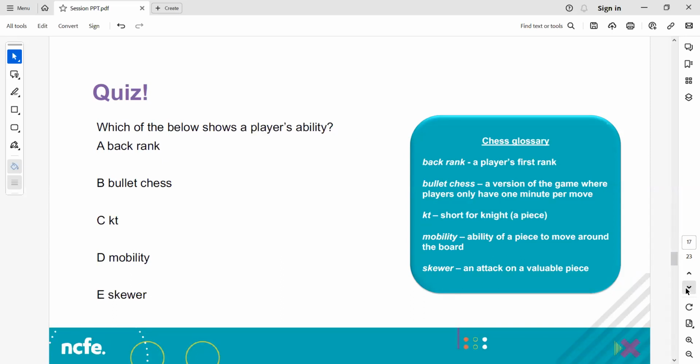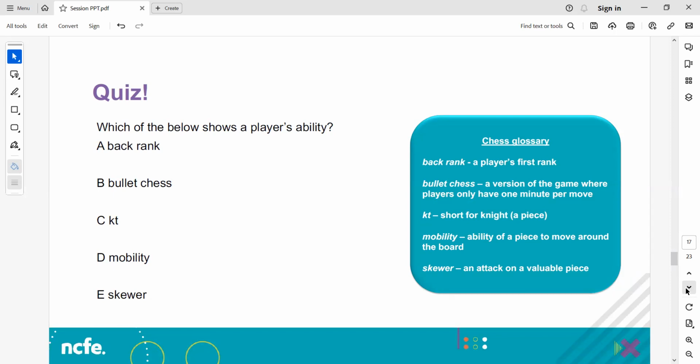So which of the below shows a player's ability? So A, back rank, B, bullet chess, C, KT, D, mobility, or E, skewer. B. So bullet chess describes a version of the game where players only have 1 minute per move.